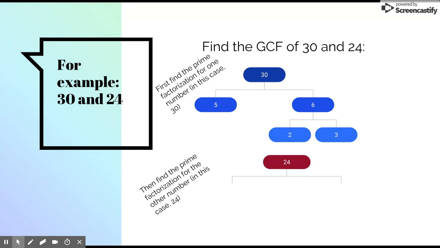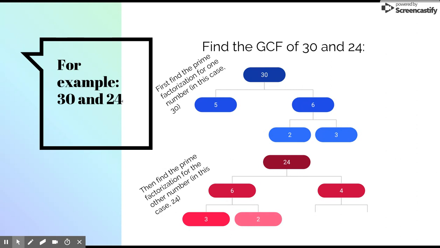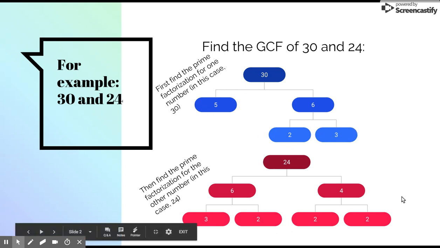So we have our branches, and I'm using 6 and 4 as a pair. And 6 and 4 are both composite numbers, so they can be divided further too. So 6 can be divided into 3 and 2, and 4 can be divided into 2 and 2. Okay, so those are the prime factors, the ones at the bottom that can't be divided any further.